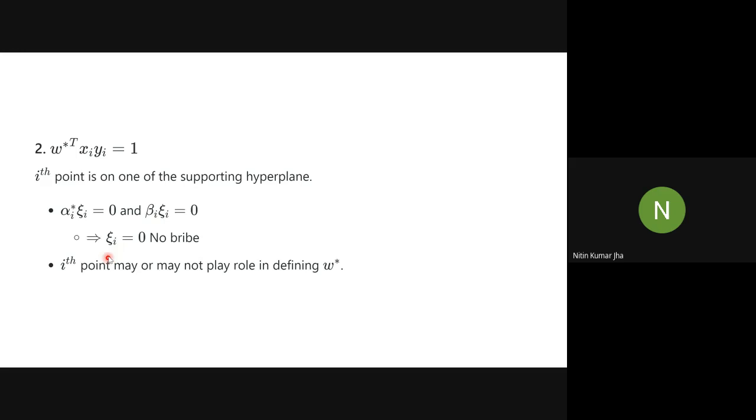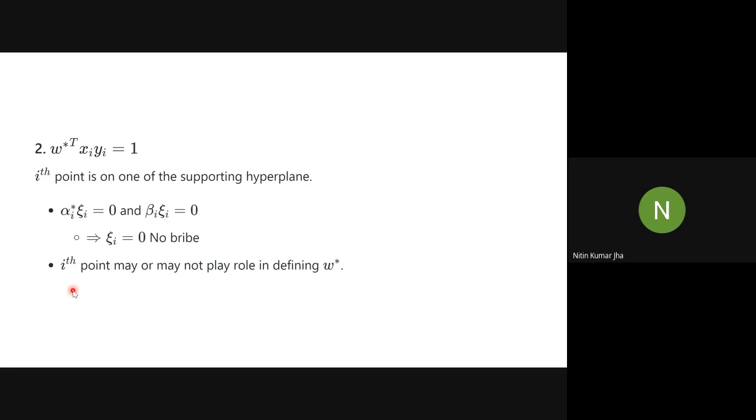Can we say anything about beta here? Is beta 0 or non-zero? We cannot say. It can be 0 or greater than 0, since xi is 0 by the second complementary condition. So we cannot comment on that, and we cannot comment anything on alpha star as well. We have already seen that for points lying on the correct hyperplane, the alpha value may be 0 or may not be 0. Beta can be between 0 and C, since beta is also upper bounded. So that is how we are saying that all the points on the supporting hyperplane may or may not contribute to defining w star.